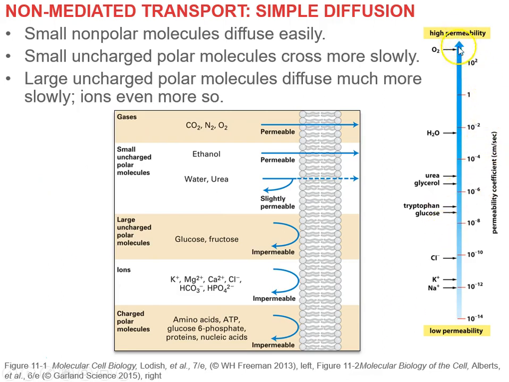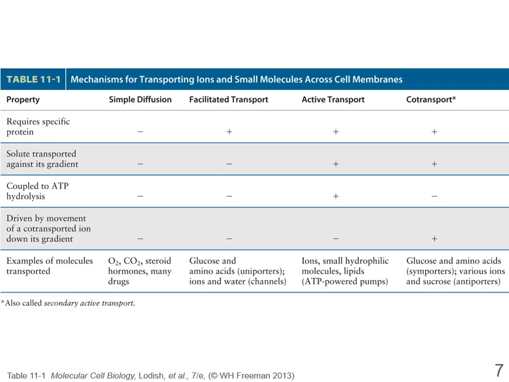If we look at this permeability index right here, you can see low permeability, we have ions on one side, and then for high permeability, we have nonpolar small gases. So these kinds of molecules can cross the membrane without the aid of a transporter. Here's a chart that I got from Lodish, and this would be in the simple diffusion area right here. So no protein, and because of that, these solutes have to be transported along a gradient, and no ATP hydrolysis is obviously responsible for that.